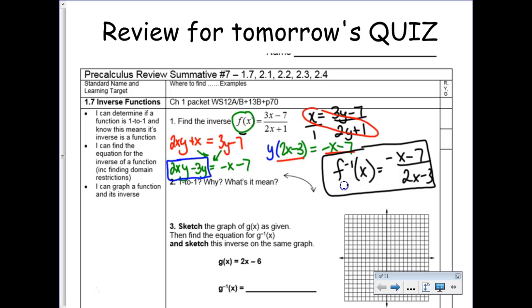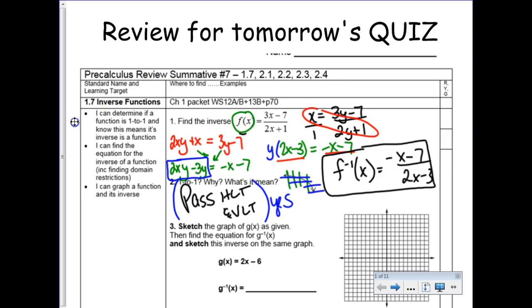What does it mean to be one-to-one? How can you tell if a graph is one-to-one simply by looking at it? It needs to pass the horizontal and the vertical line test. So if this was your function, which is kind of a weird little sketch, it does pass the vertical line test, and it does pass the horizontal line test. So you're going to say, yes, this is one-to-one. And the reason is because it passes the horizontal and vertical line test.